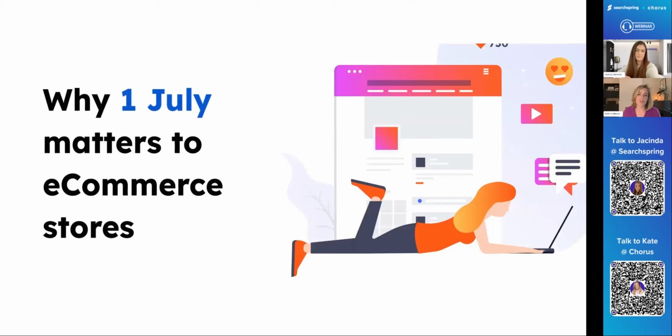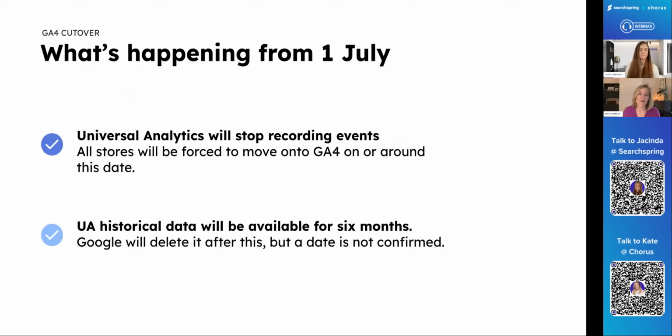I want to now talk about 1 July, which is this coming weekend, and why this matters to e-commerce stores and what you should be doing to prepare. From 1 July, Universal Analytics will be stopping recording events. This won't be happening instantly. Google will be rolling this out over time, but all stores within a couple of weeks will be forced to move on to GA4 on or around this date.